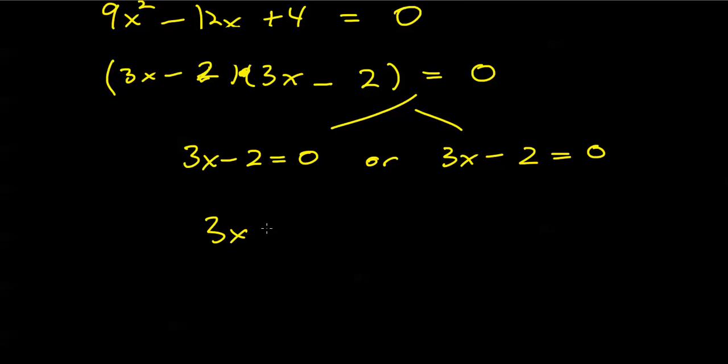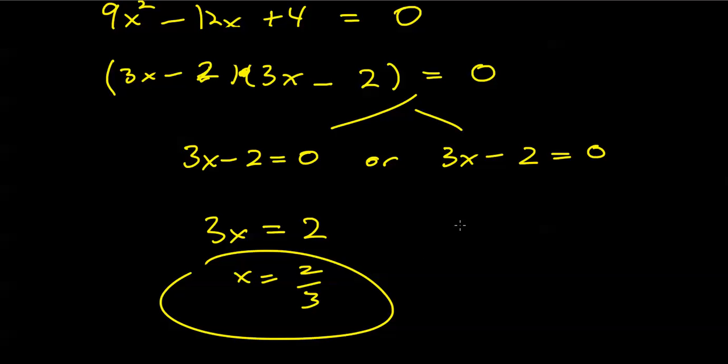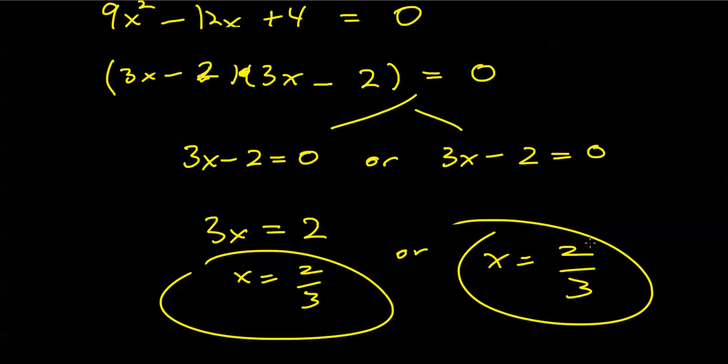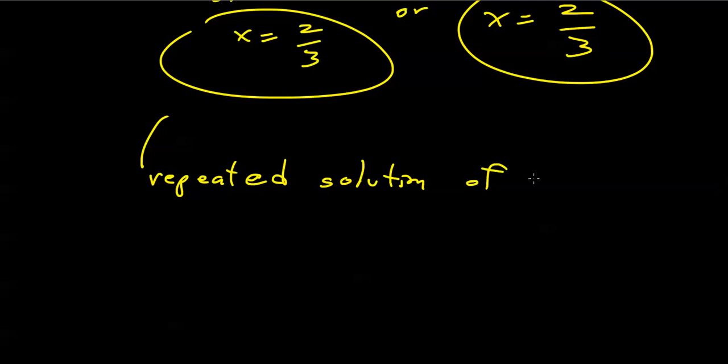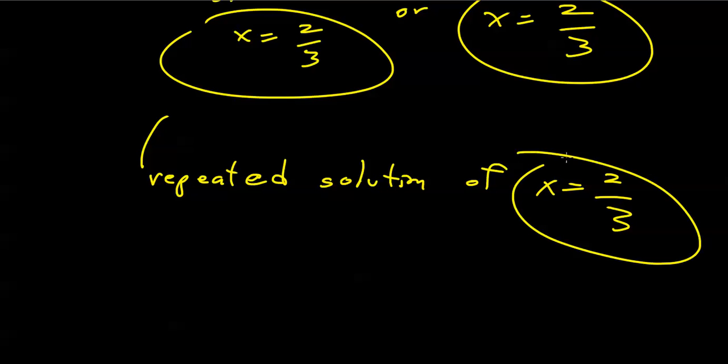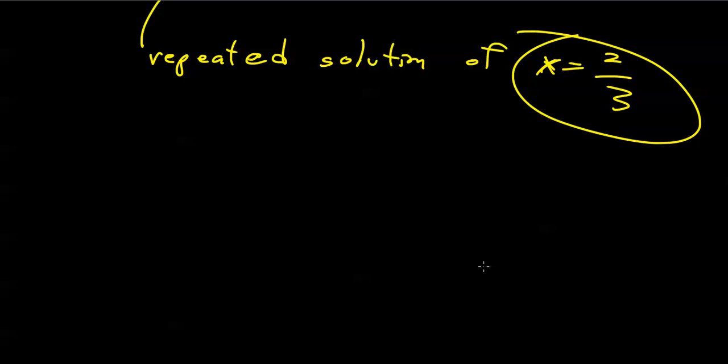Alright, so if I take this left branch, I'll add 2 to both sides and divide by 3. I get x equals 2/3. Well, if you want to be real formal about it, you'll get the same solution from the right branch. So I suppose you could write this as a repeated root, a repeated solution of x equals 2/3. You don't need to write that down on test day, but I just wanted to show you sometimes it does happen where solutions are repeated or duplicated in a given problem.